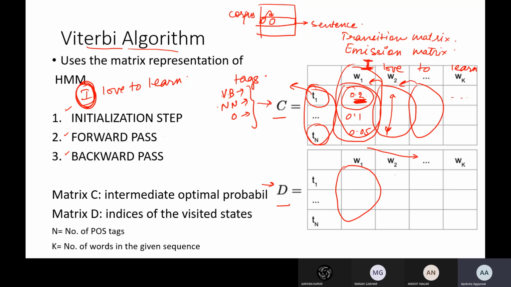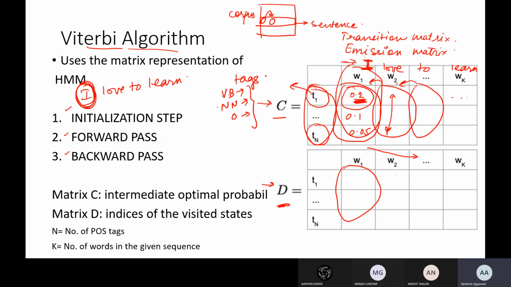What are the chances that I'm at a particular tag and the next word in the sequence is appearing that I'm learning? So this is specific to one sequence. If I'm talking about this whole sequence, this will give me all the intermediate values. Similarly, this D matrix will give me, instead of probability, the name of the state that is giving me maximum probability.